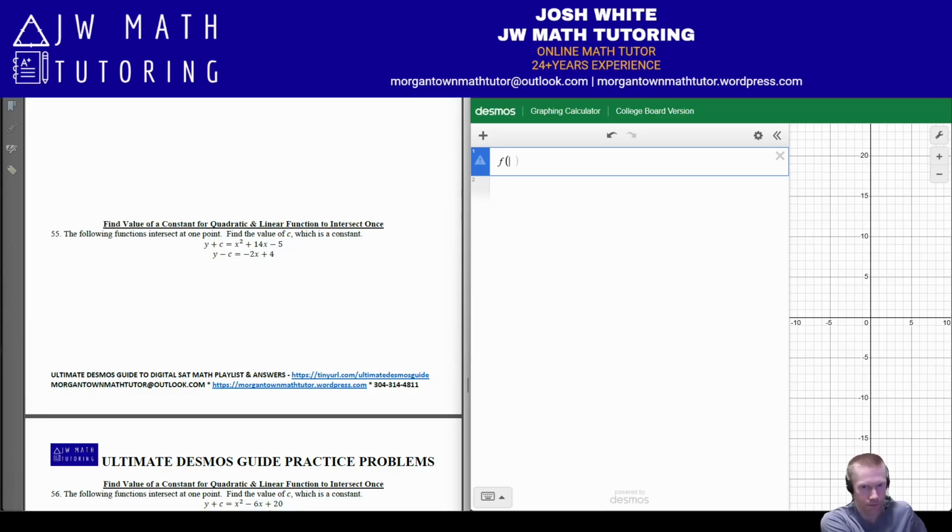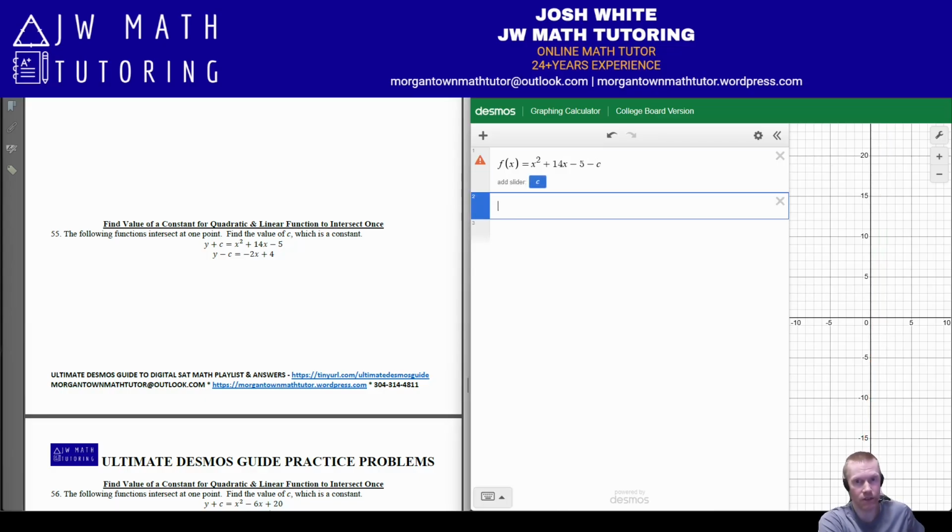Say normally you would do, okay, the first function is x squared plus 14x minus 5, and then minus c. You do have to move the plus c on the left over to the right. Then say the second function is negative 2x plus 4, the linear function, and then of course plus c, because you have to move that over, right? So normally you would type out the whole long thing with the f of x1, f prime of x1, the g of x1, the g prime of x1.